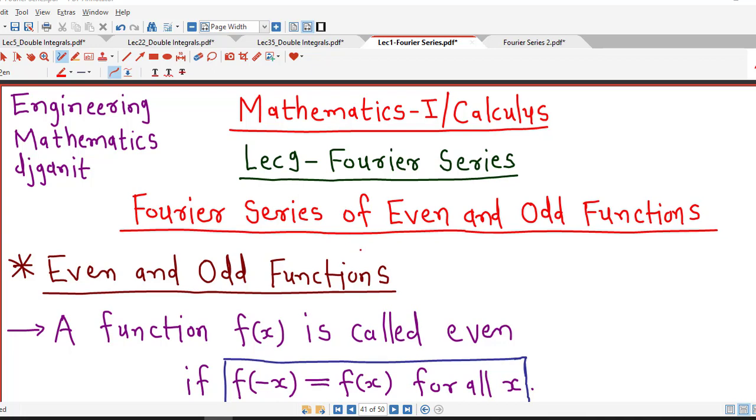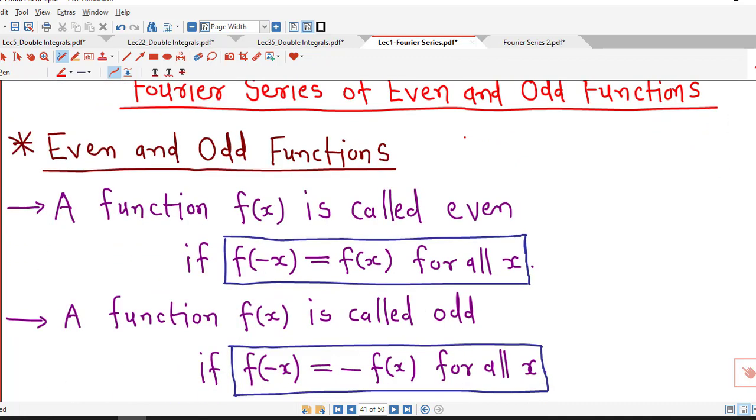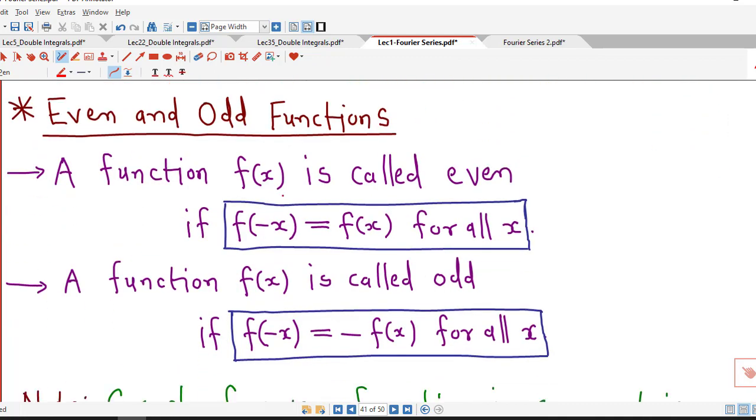In this lecture, we will discuss Fourier series of even and odd functions. If our function is defined on an interval with opposite endpoints, and the function is either even or odd, then we can simplify its Fourier series. So we first discuss the meaning of even and odd functions.